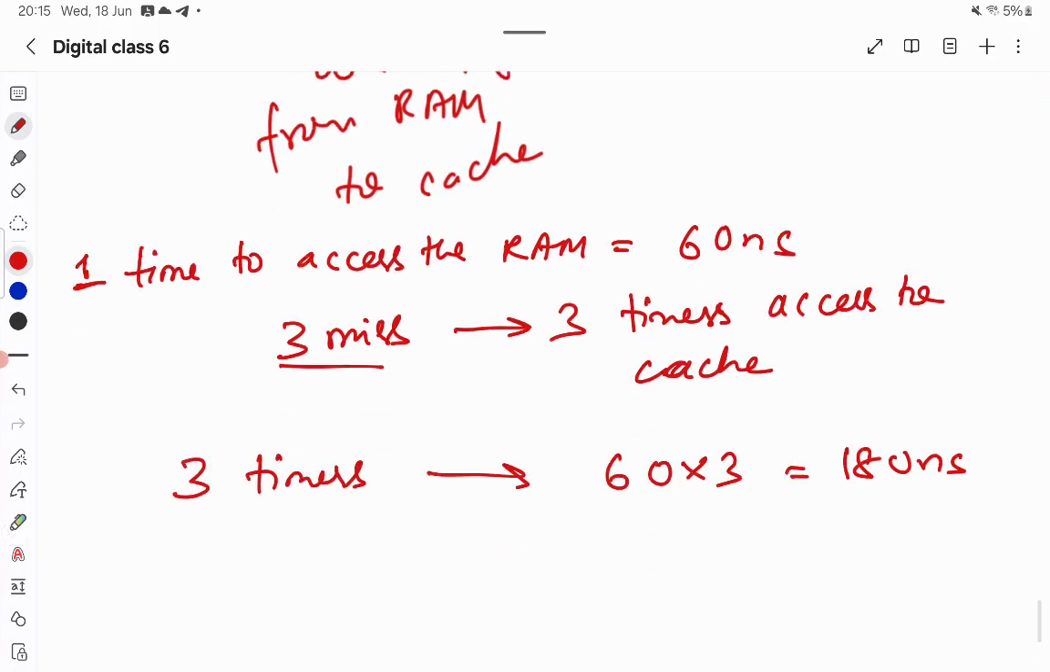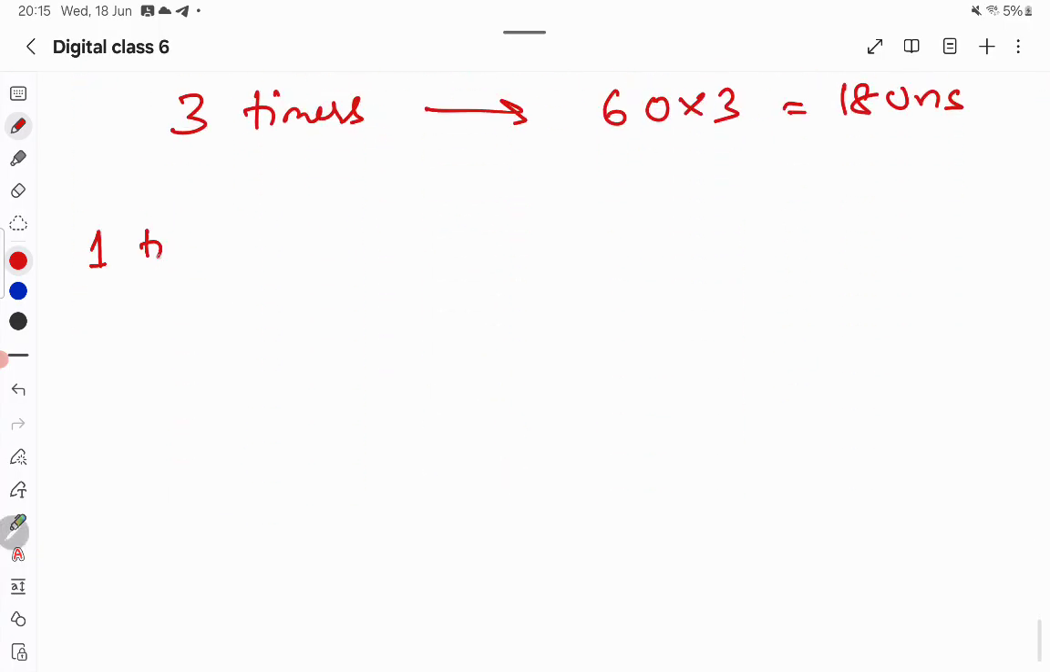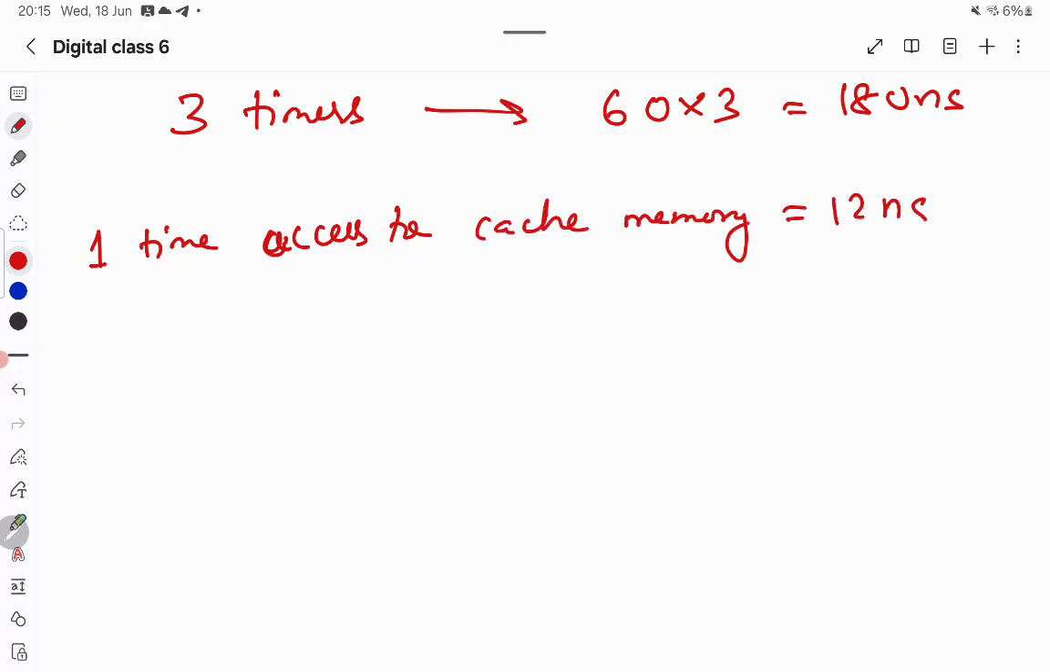Next, one time access to cache. Read here: the time to access the cache memory is 12 nanoseconds. So one time access to cache memory is equal to 12 nanoseconds, right? So how many times do we access the cache memory? 3 times. Why? Because we have 3 hits, so that means 3 times we access the cache.